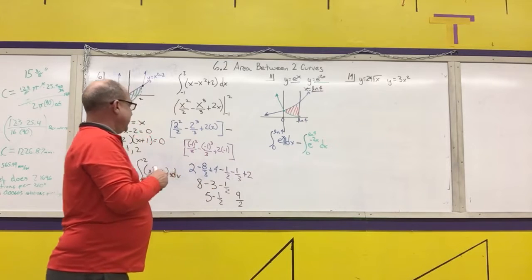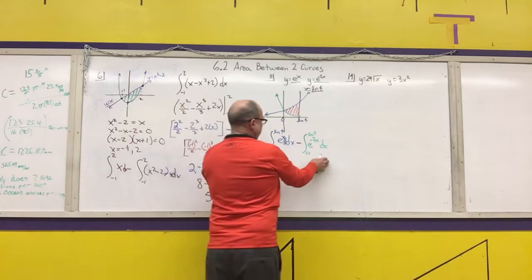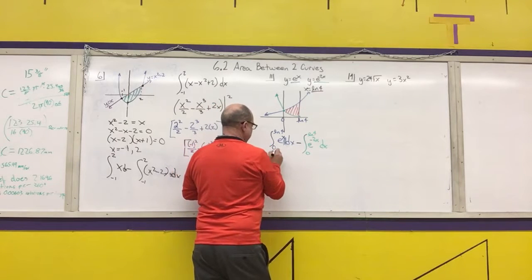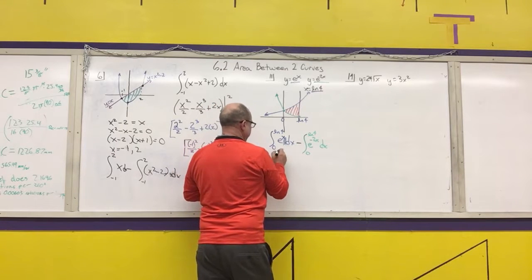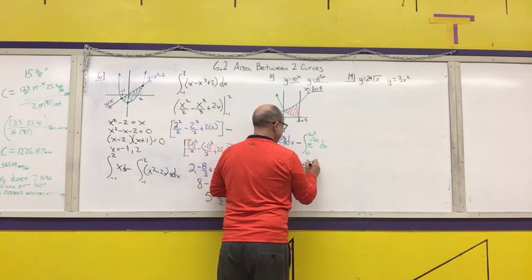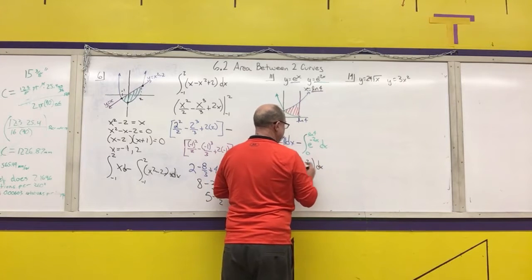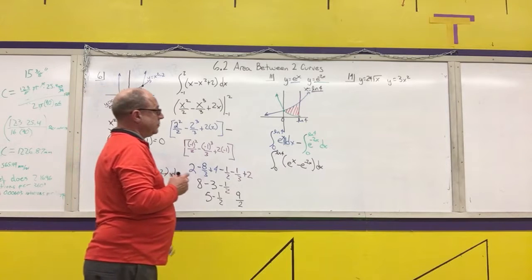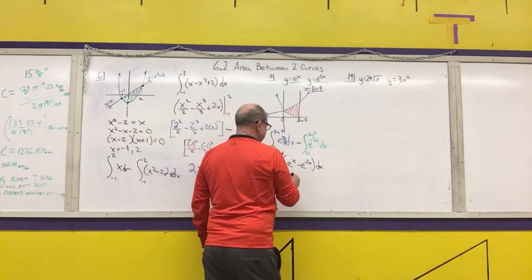And again, just like the last time, I can write this as a single antiderivative. I'm going to write it as the integral from 0 to the natural log of 4 of e to the x minus e to the negative 2x dx. And now I'm going to take the antiderivative. The antiderivative of e to the x is e to the x.